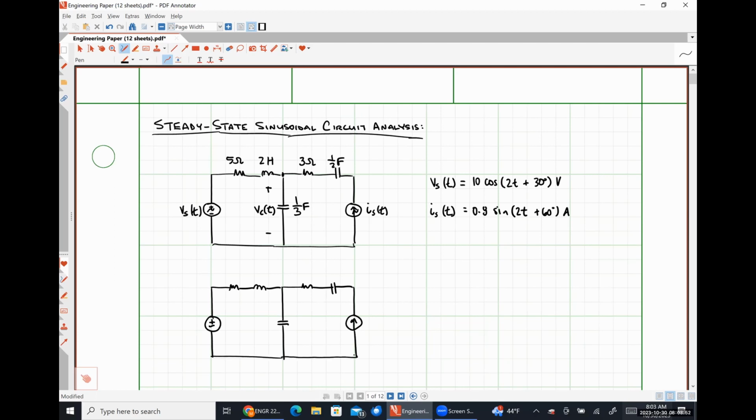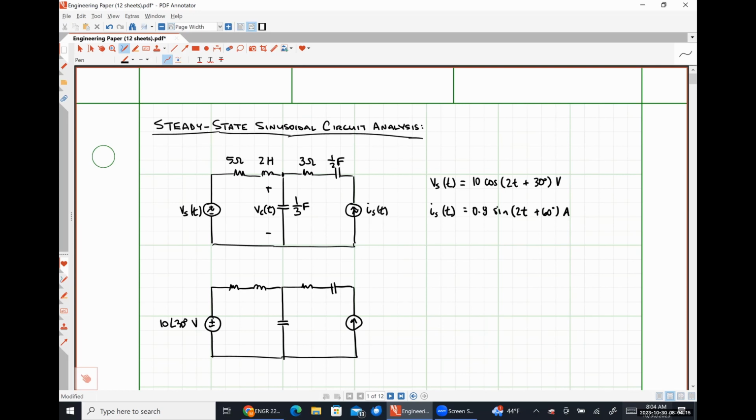So let's start with our source voltage. How do I represent that time domain function Vs of t as a phasor? 10 angle 30 degrees, right? So I keep the magnitude, keep the phase angle, throw the rest away. So 10 angle 30 degrees volts will go over here.